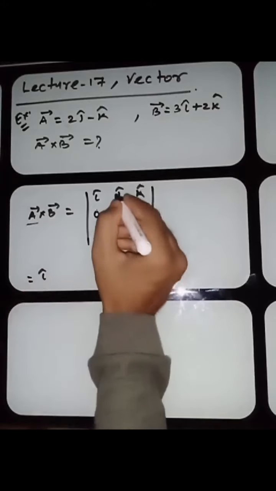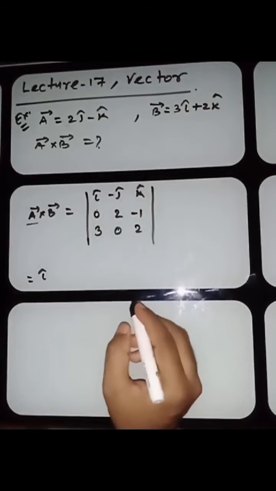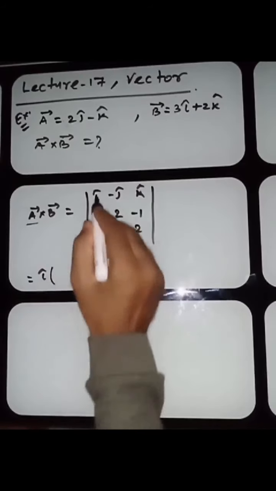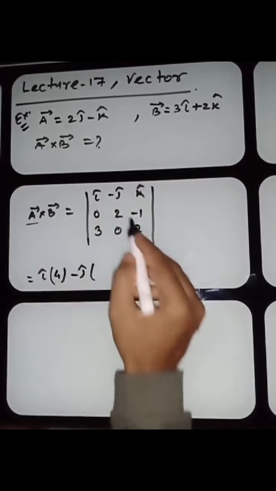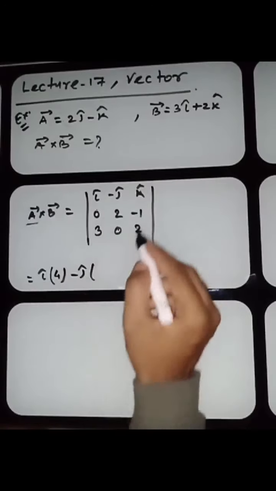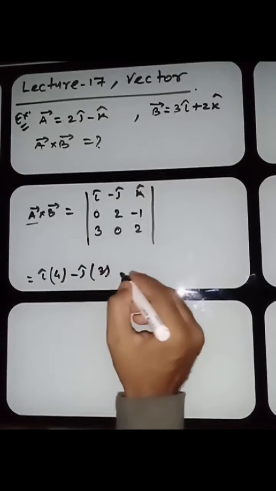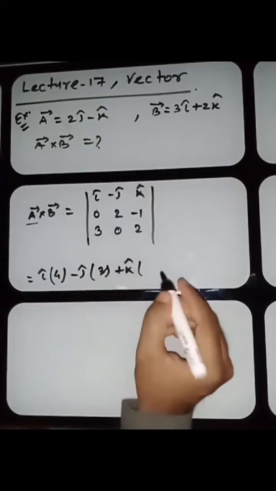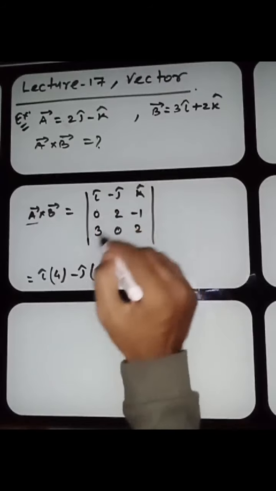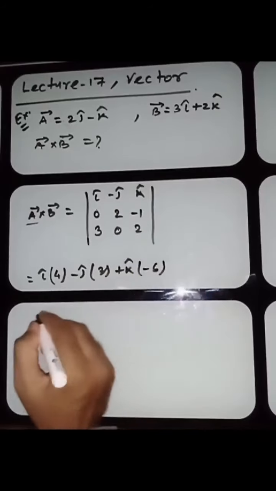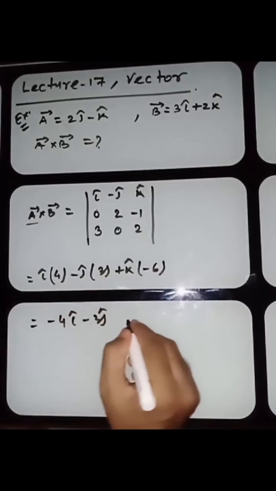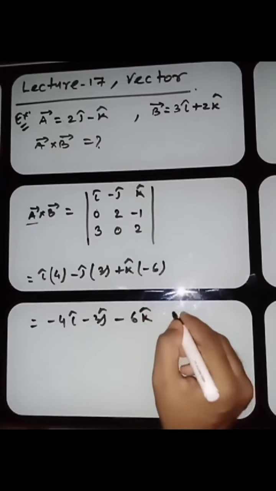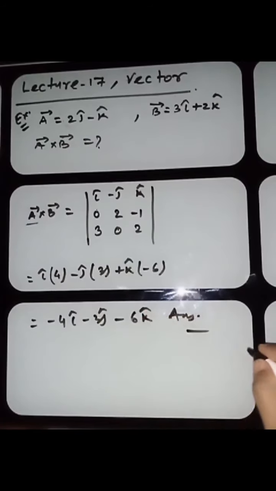Now you have to solve this determinant. Start splitting. Provide the minus sign. i: 4 minus 0, it is 4. Minus j: it is 0, minus plus 3. Plus k: split this one, it will be 0 minus 6. So the answer is minus 4i, minus 3j, minus 6k. This is your answer. I hope you understand, my dear students.